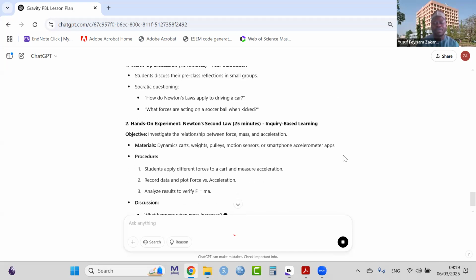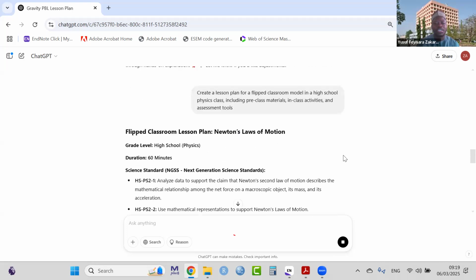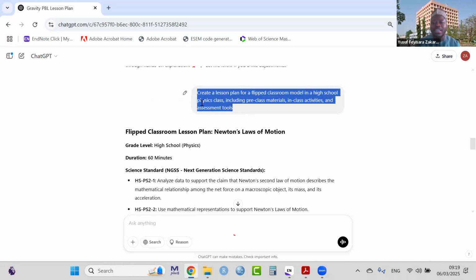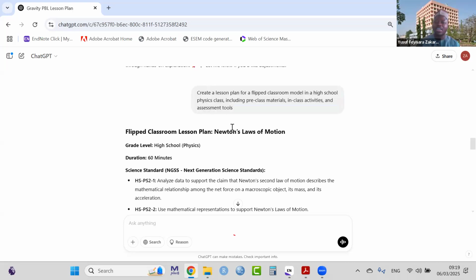generating the lesson plan for teaching this concept in physics, right? Using the flipped classroom model. Now you can see in this particular prompt, the concept is not mentioned. It's only physics class. So this may not be realistic enough. So you can modify the prompt. Like I mentioned to you, these prompts are just there in general form. You can modify them to suit your own context at every point in time and bring your initiative.